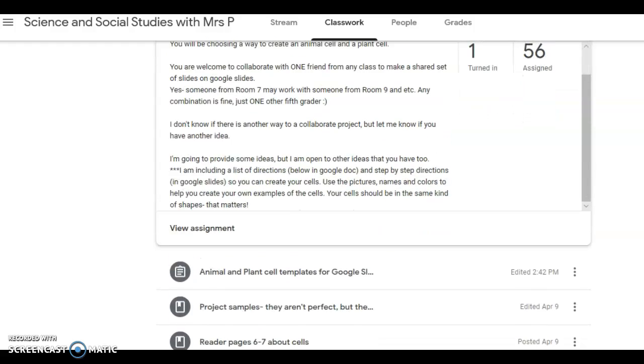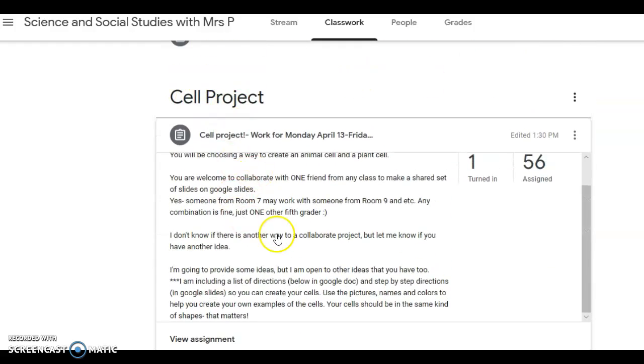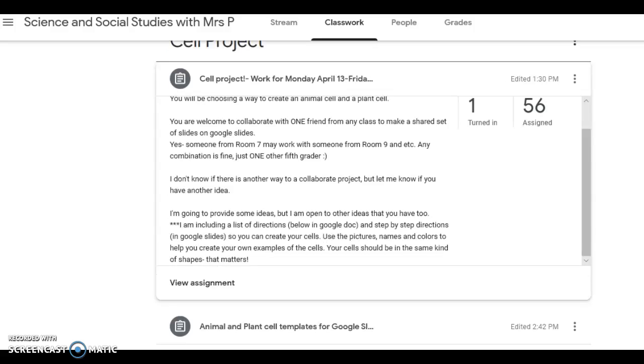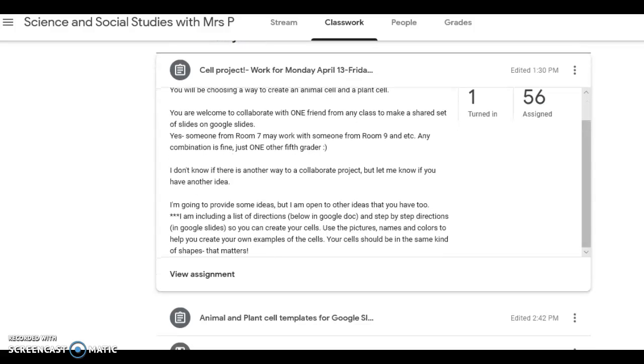So first, I have some directions. So for next week, a whole week, anytime you're going to work on science, any day next week, I want you to work on this project. I don't think it will take you all week, so you are welcome to share it with me whenever you're ready, but take some time and put some thought into it.